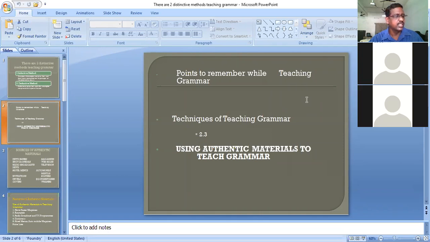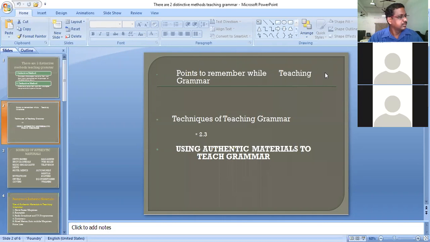Next point, grammatical terminology should be used as little as possible. We have to remember that, and decrease the grammatical terminology, otherwise they may become confused. Mother tongue may be used when necessary, when an explanation has to be made clearly.